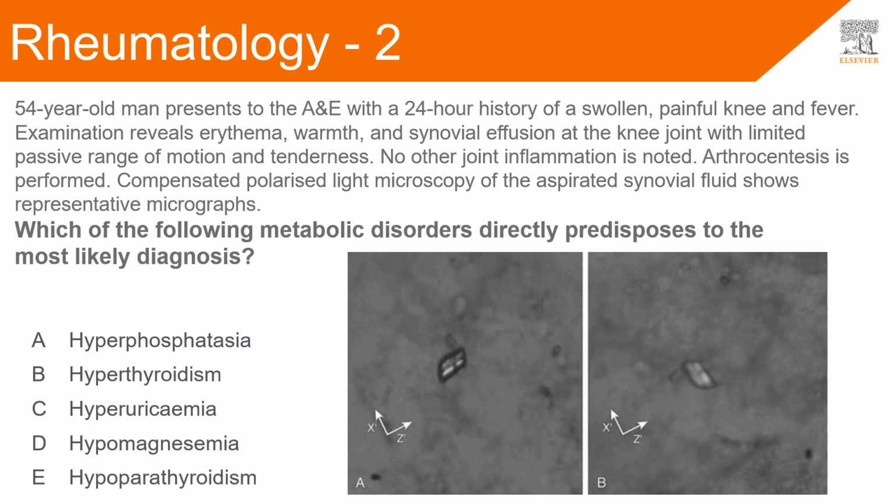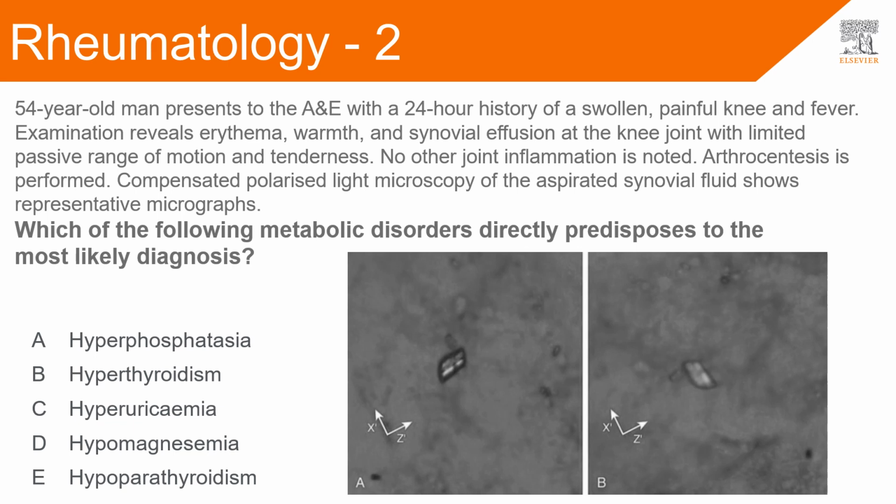Without further ado, let's crack on with question number 2. So we've got a 54-year-old man that comes to A&E with a 24-hour history of a swollen, painful joint, a knee specifically, with a fever now, okay? Different to the first one that we had. Examination shows erythema, warmth, synovial effusion of the knee joint, limited passive range of motion, and tenderness on palpation. No other joint inflammation.